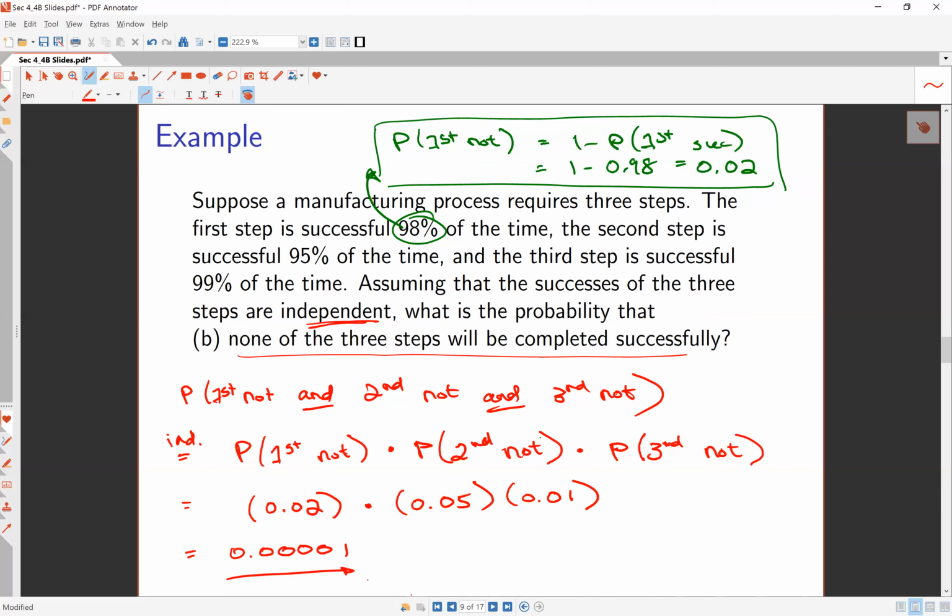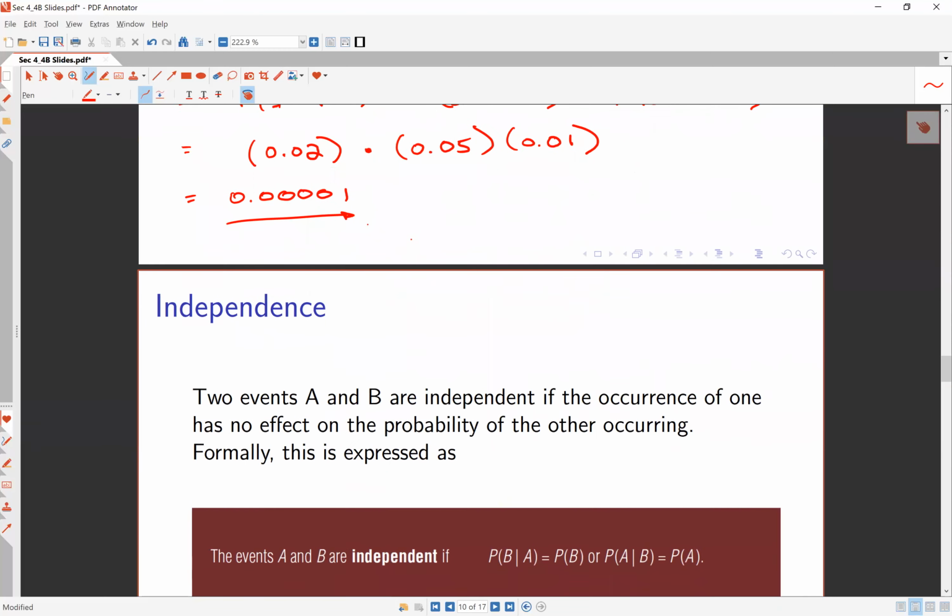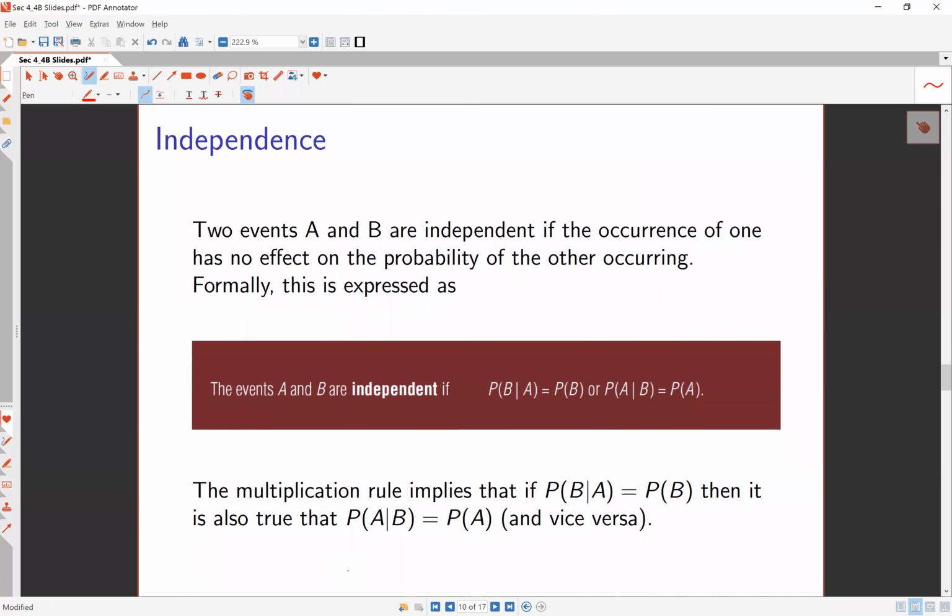So we applied 2 things here. We still used the multiplication rule with independence, but we also added to that the complement rule for each of the individual steps, flipping their probabilities around from being successful to being not successful. So I applied independence there.